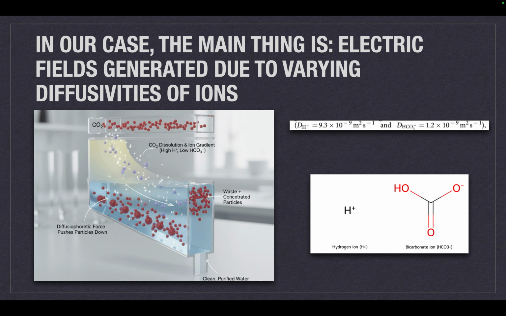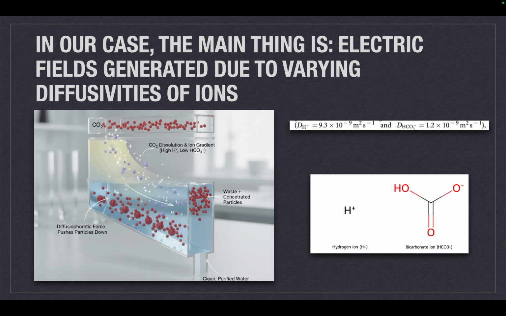In this process, however, there's something a little different happening. Over here, as carbon dioxide dissolves into water, it splits into hydrogen and bicarbonate ions. Now the thing about hydrogen ions is that they diffuse somewhat faster compared to bicarbonate ions. So as soon as these carbon dioxide molecules split into these two, the hydrogen ions move faster into the water, whereas the bicarbonate ions sort of lag behind.